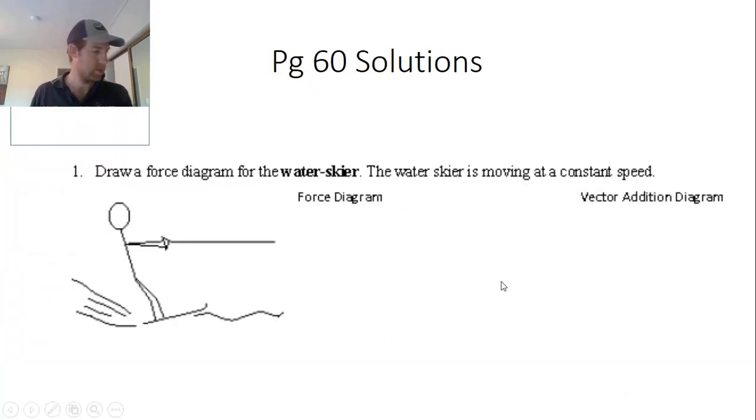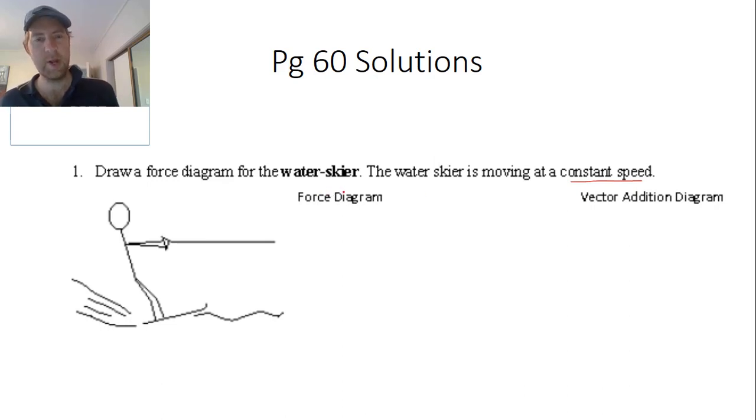Hi, let's go through the solutions just for page 60. Right, a force diagram for a water skier and then a vector addition diagram. Moving at a constant speed.